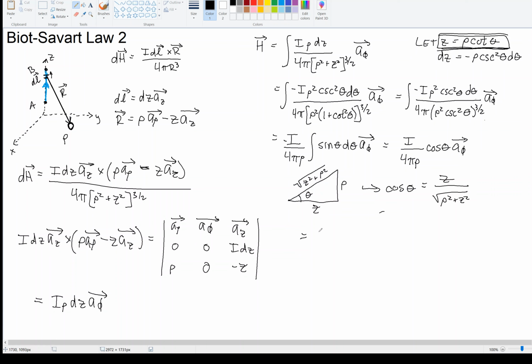So now I'm in business. Now I have I from my integral, I over 4 pi rho, and then cosine is this z over the square root of rho squared plus z squared. And now I'm going to figure out the bounds here. Now that I've got z back, the z's go from A to B, and then I'm in the phi direction. When I plug in the bounds, it's very simple. I can't really get a number, and I don't really want to get a number, but I can't simplify it anymore because I don't have any numbers.